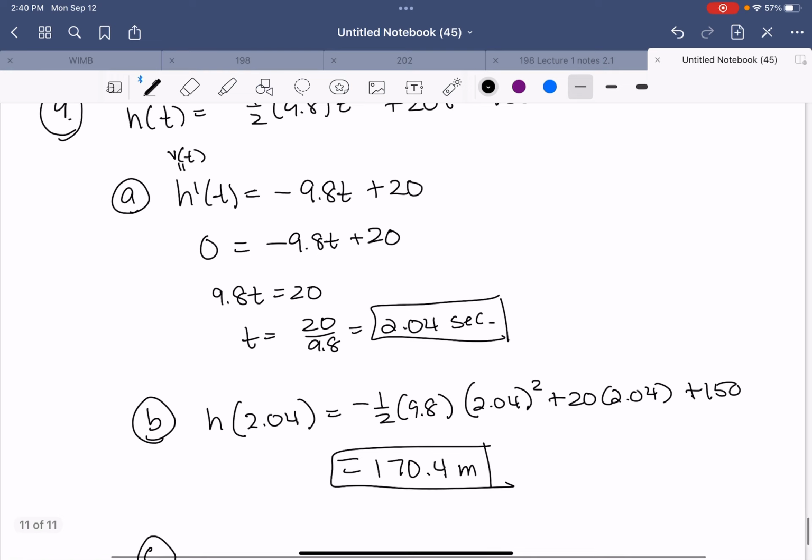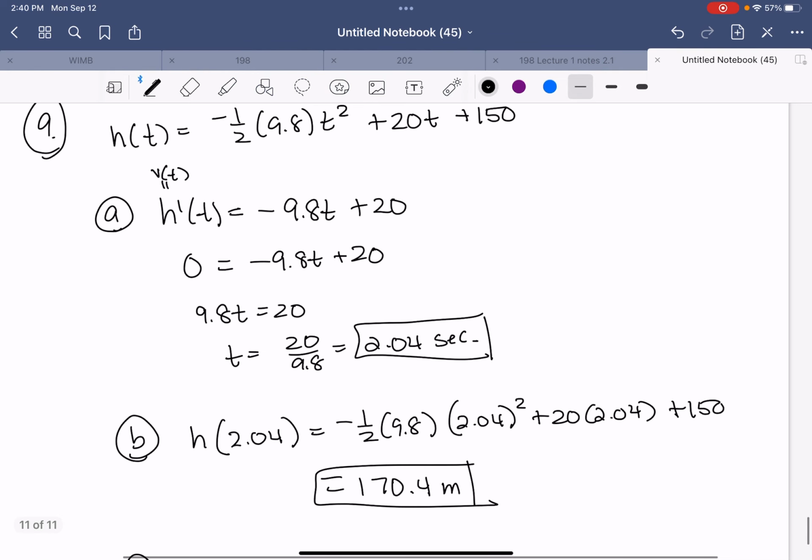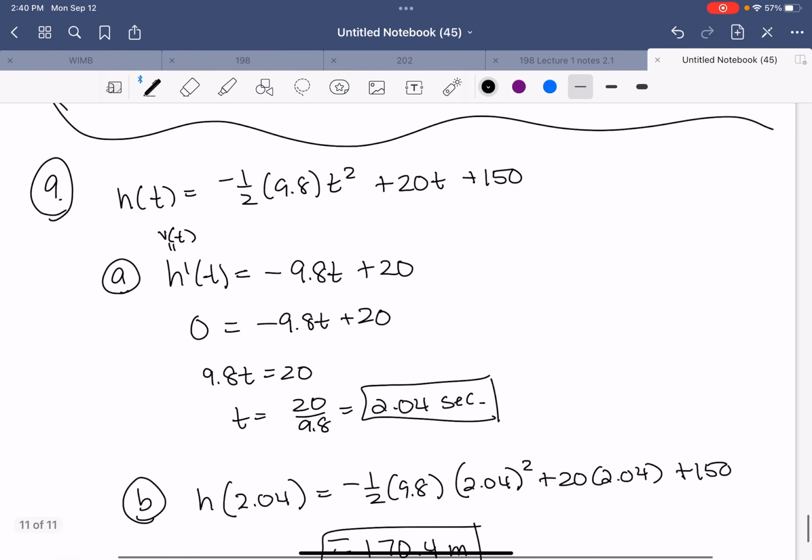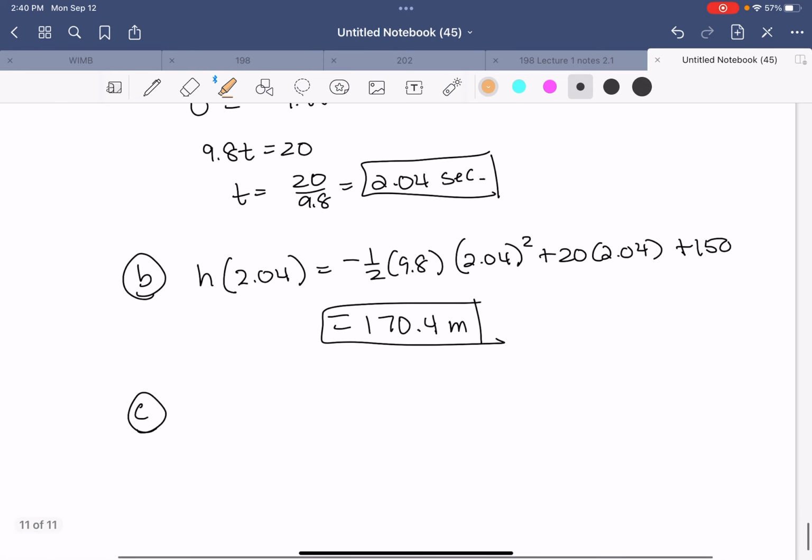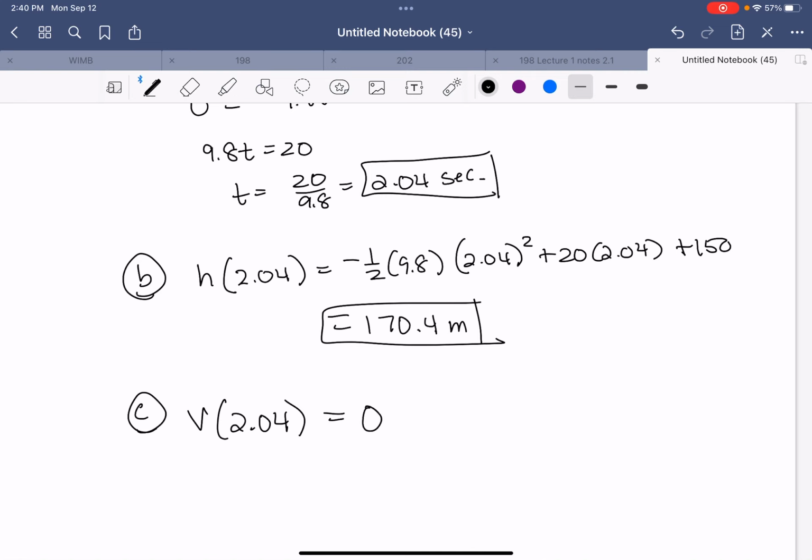Okay, so there are two ways to do this. Number one is to say, okay, I know that it takes 2.04 seconds to get to its maximum height. My equation for velocity is the derivative, right? The derivative of position is velocity. So if I plug my 2.04 in there, that'll give me the velocity, right? However, I found the 2.04 by setting the velocity equal to 0. So if I plug 2.04 back in, I should get the velocity. V at 2.04 should be equal to 0.